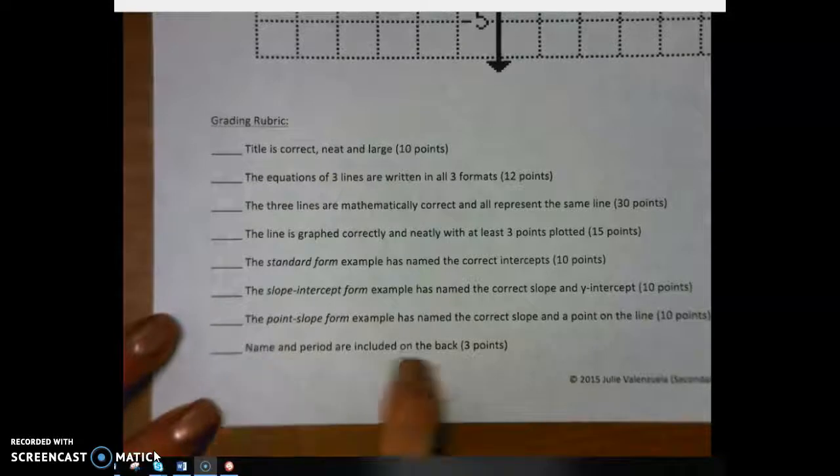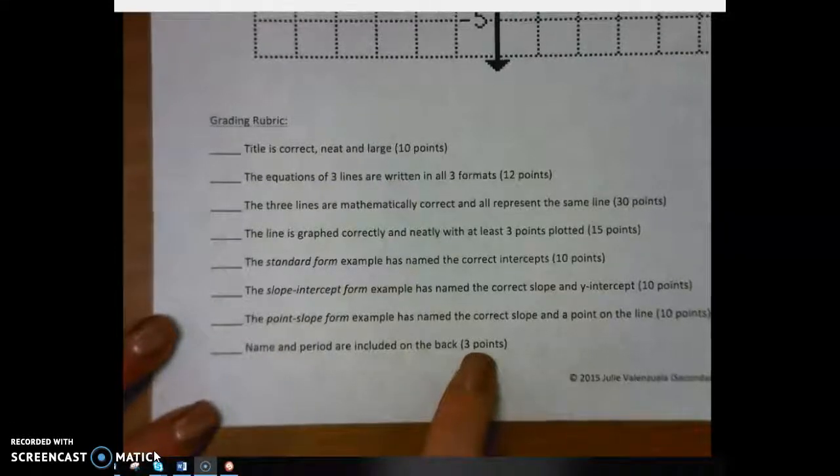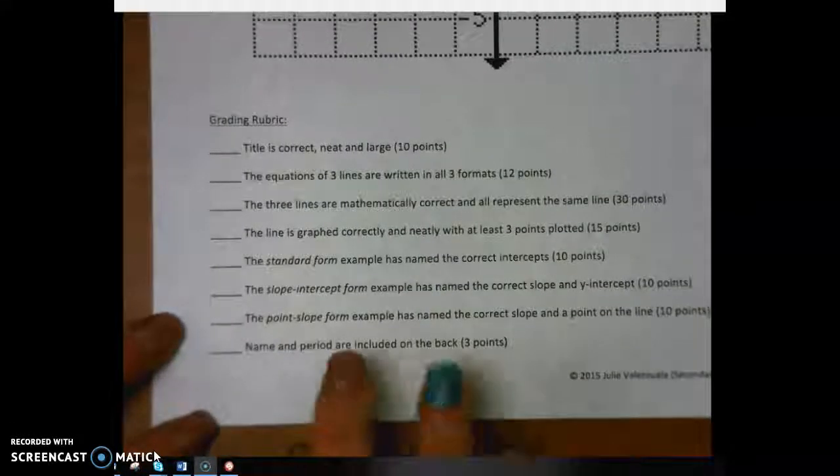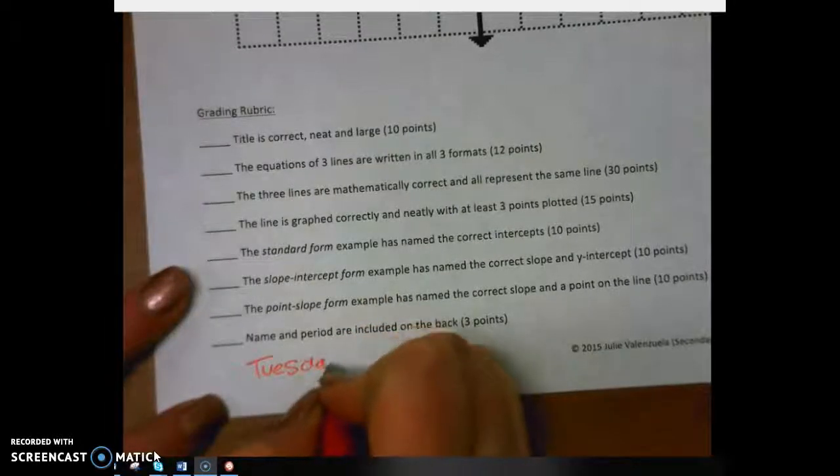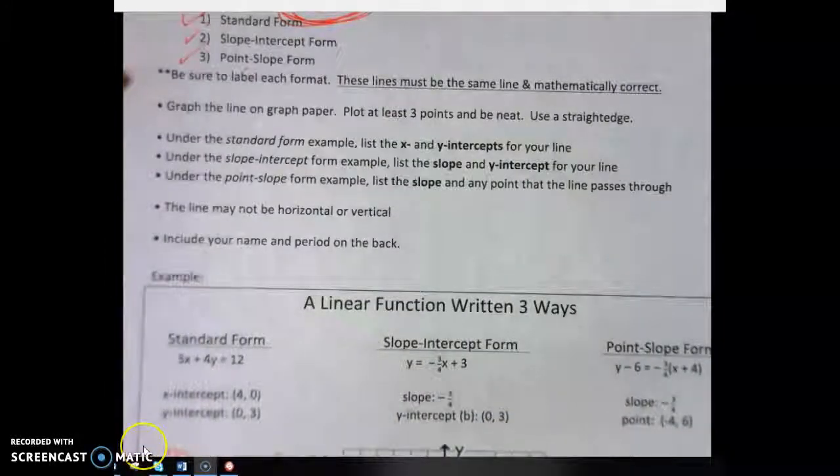Okay? If your name is on the front, yes, you will lose 3 points. I promise. Okay? Turned in on Tuesday. That's a +3. If you have any more questions, email me. Okay? See you guys on Tuesday.